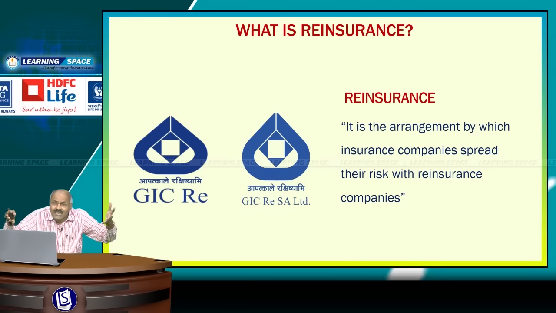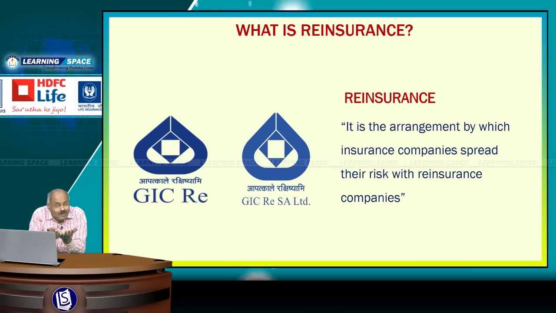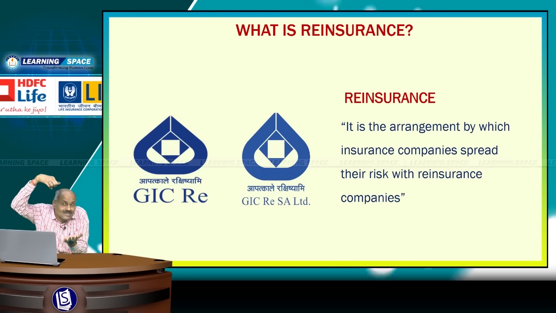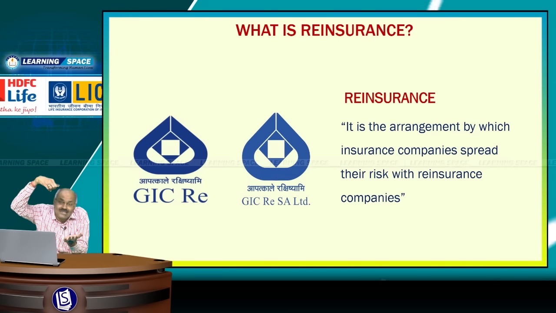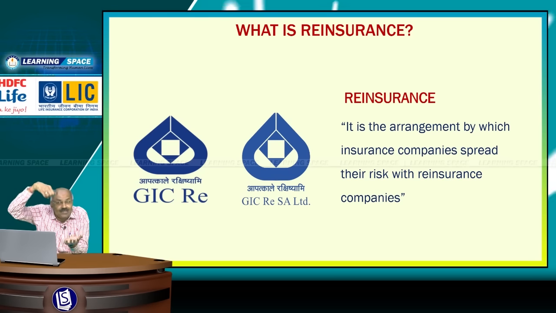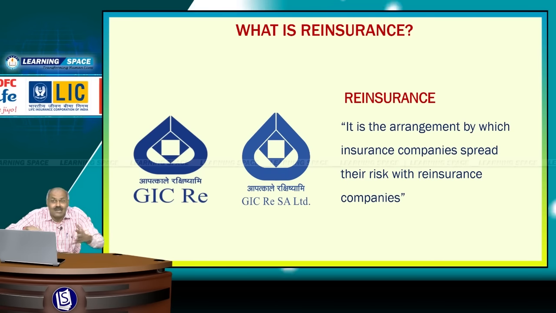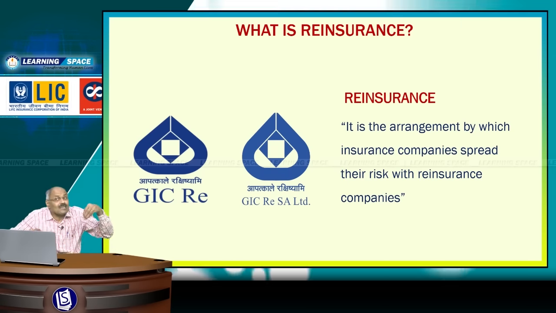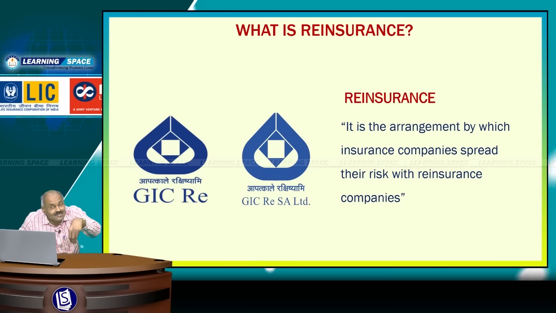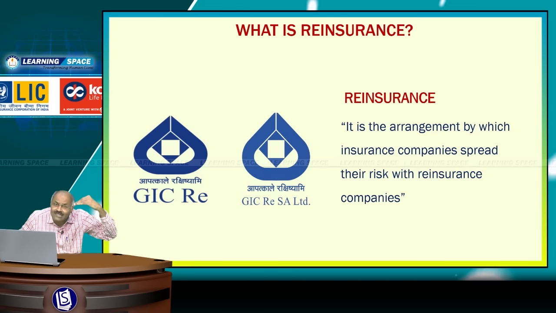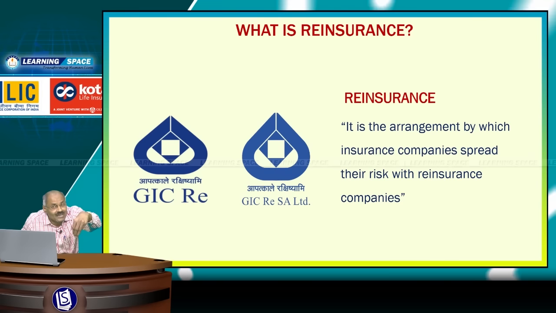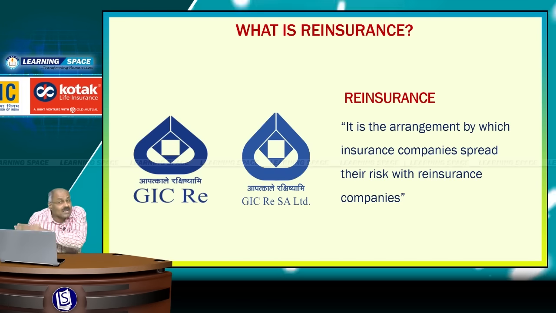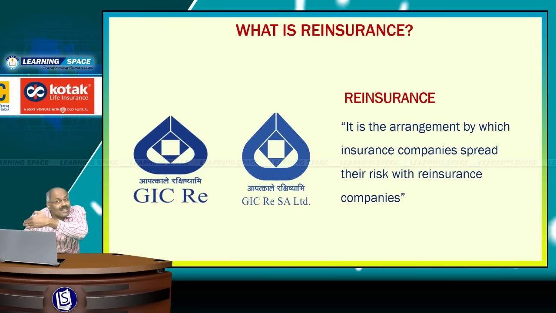And what is meant by reinsurance? These insurance companies will spread their risk with the reinsurance companies. That is the meaning of reinsurance. And the arrangement by which insurance companies spread their risk with the reinsurance companies is known as reinsurance, right? So, now GIC is a reinsurance company, and 4 subsidiaries are now owned by the Government of India doing their business of general insurance.